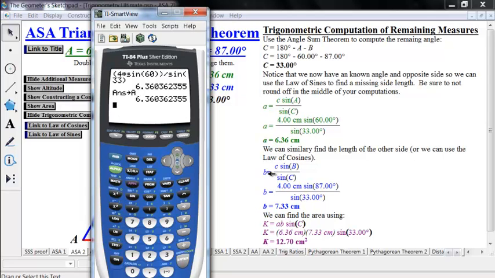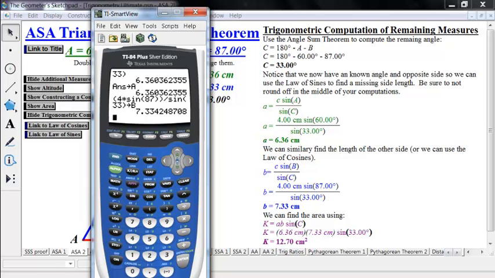And similarly, we can find the missing side b. b over sine B is c over sine C, so multiply both sides by sine of B, and we have this. So I should be able to go back to this same thing that we have here, and really just change the 60 to the appropriate measure of that angle B, which is 87. Leave the rest of it alone, and let's actually store that as B for side b. And that's 7.33424878, or about 7.33 centimeters.